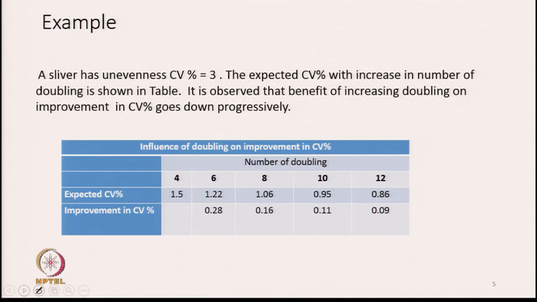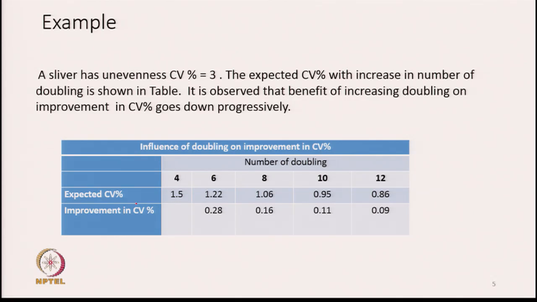Here with an example we are looking into it. A sliver, let us say, has an unevenness value of 3. The expected CV with the increase in number of doublings is shown in the table, and you see that if we increase the number of doublings from 4 to 6, 6 to 8, up to 12, the expected CV will be 1.5, 1.2, to 1.06. Here we are ignoring any additional CV because of the drafting actions.